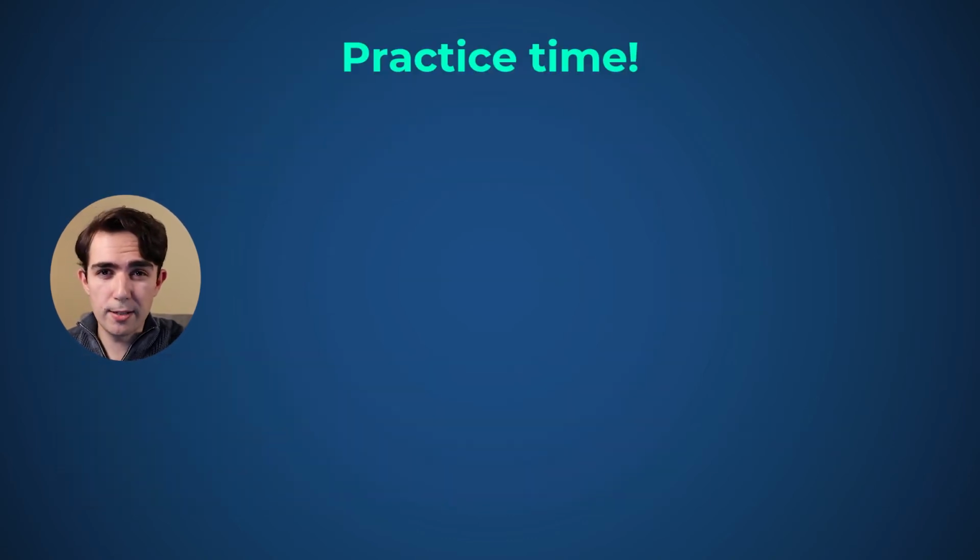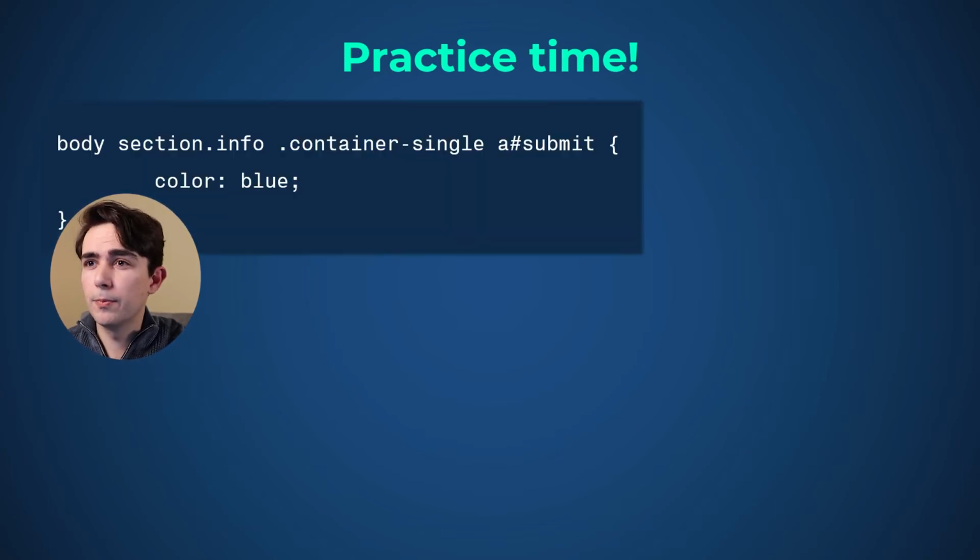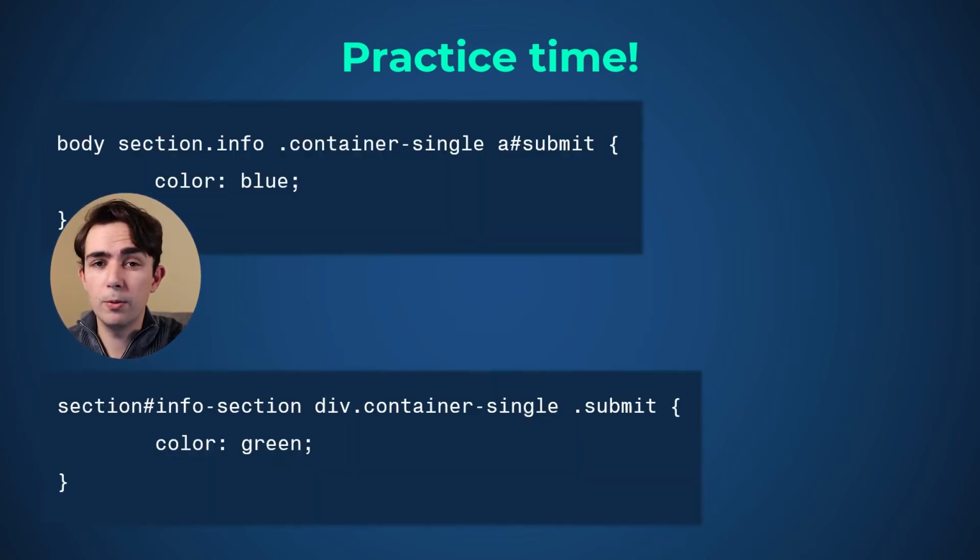Now here's your chance to practice. What will be the final color of the element in this scenario? We've got the blue rule and we've got the green rule. Both are for the same submit button. Pause the video right now and try to think about it. Have you got it? Let's see.